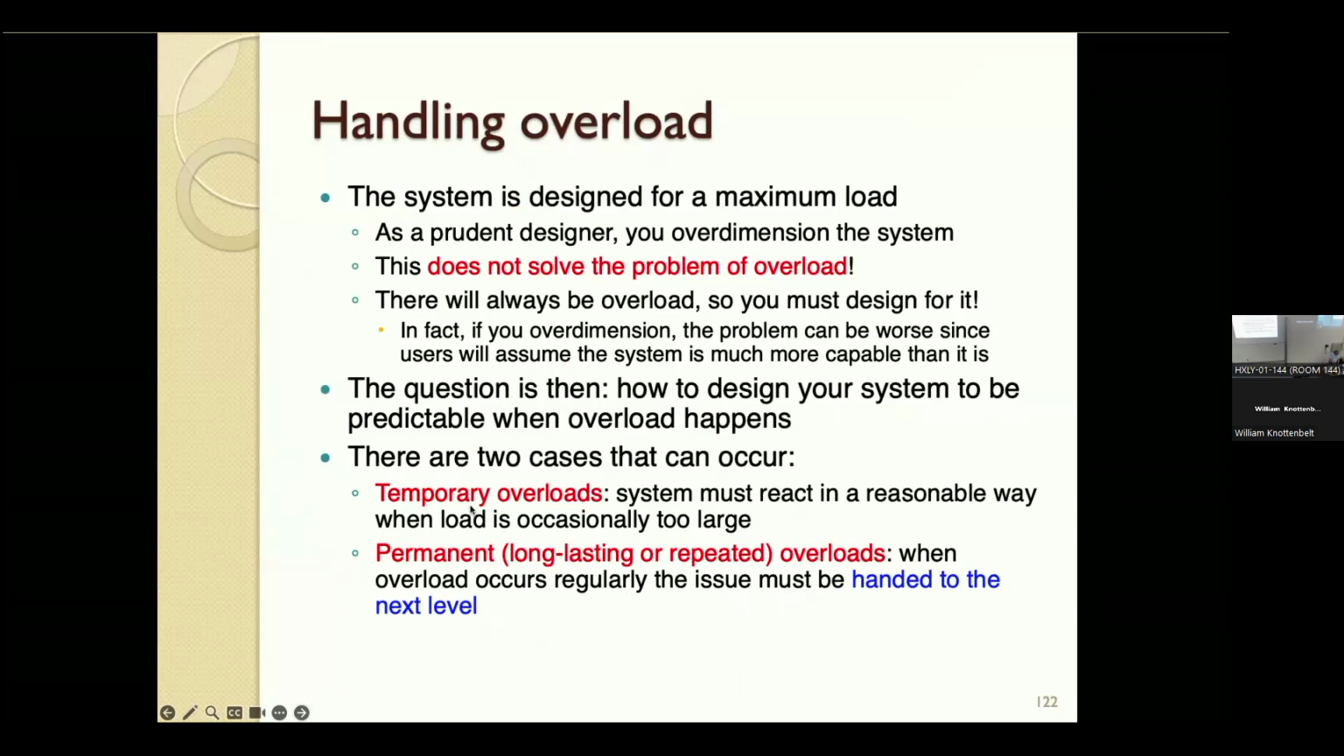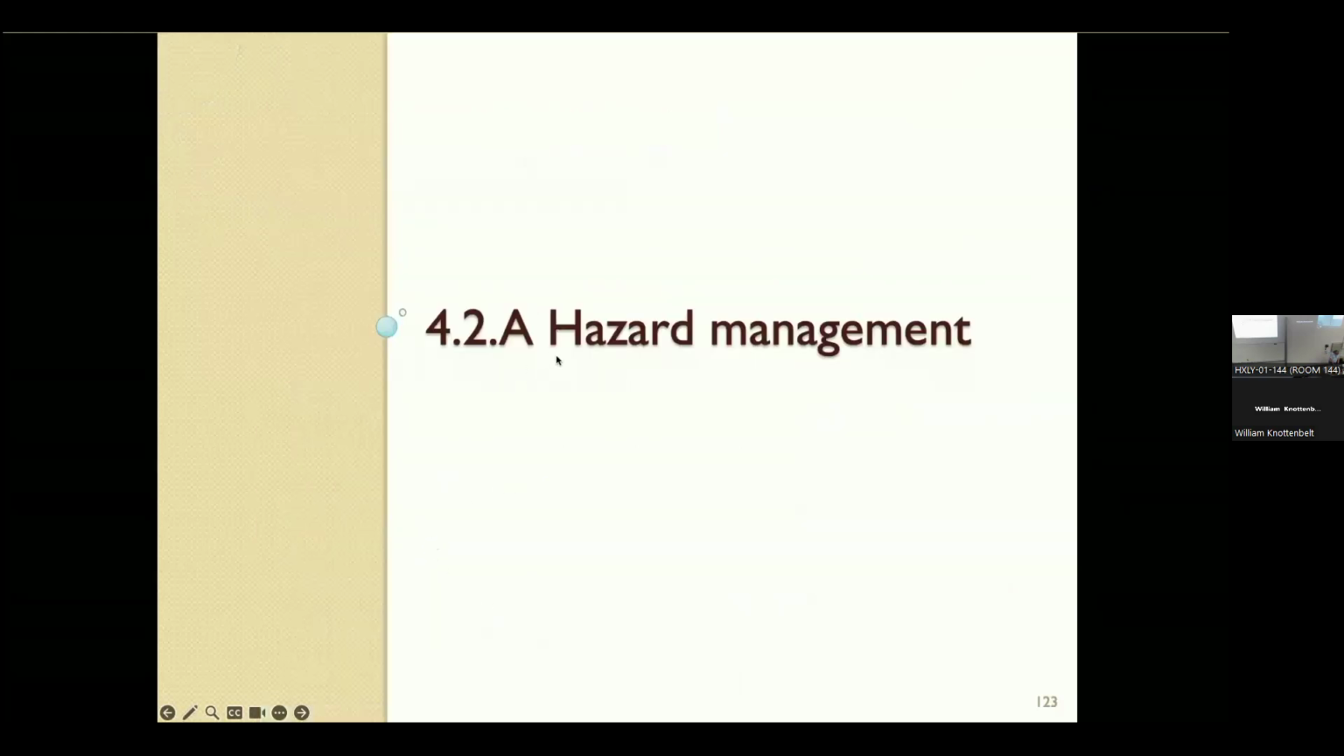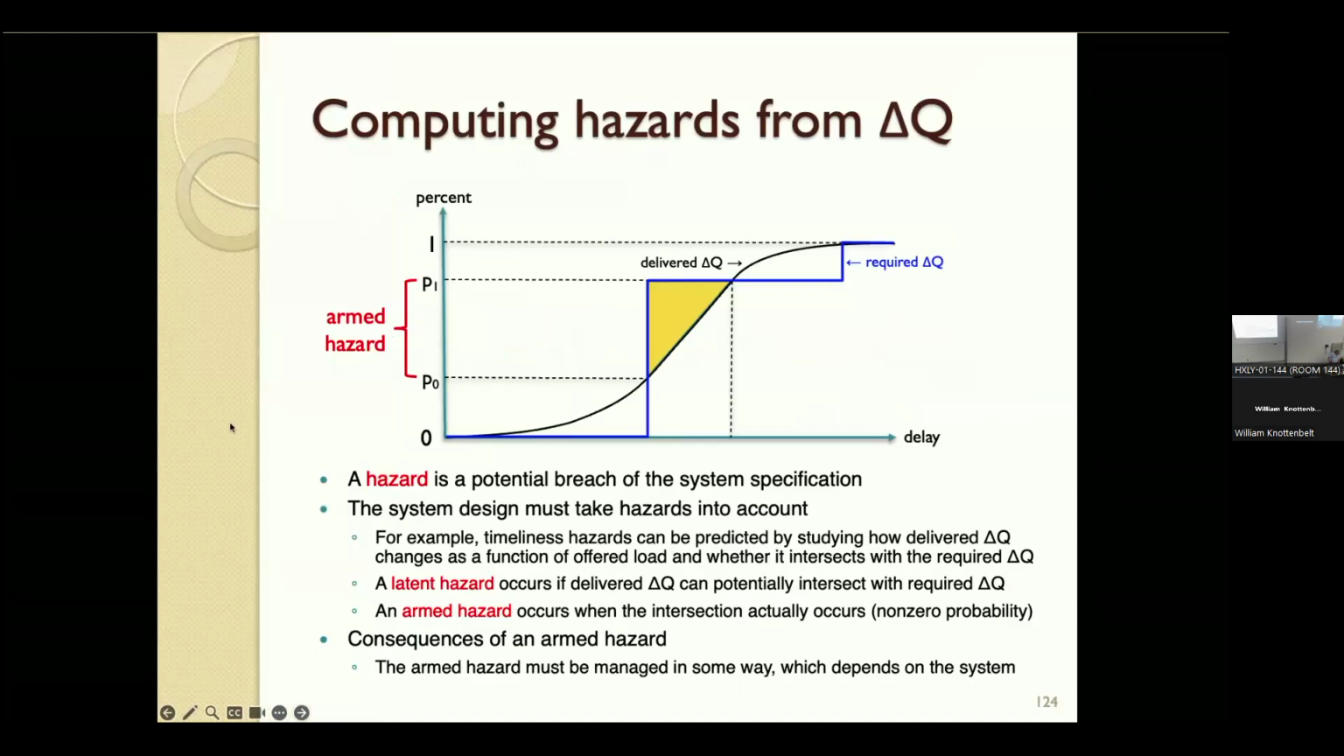But first, I want to introduce some of the ideas, and one of them is hazards. There was already some mention of hazards and slack and slazard, so let me make some of that a little more precise. A hazard is a potential breach of the specification, in a very broad sense.